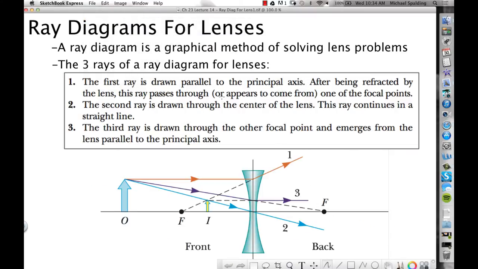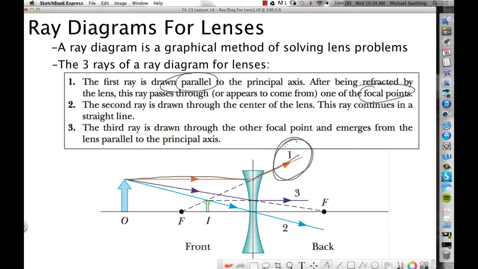Okay, so here's a diverging lens. So now look, ray number one. What does ray number one do? Ray number one goes parallel, focal point. So here we go. Parallel, line it up with the focal point. See how that lines up with the focal point? Did this ray right here converge or diverge?